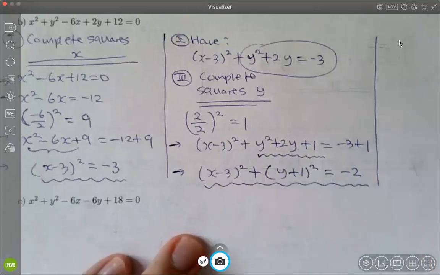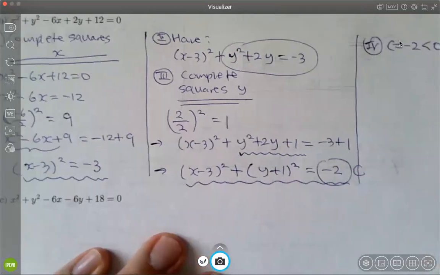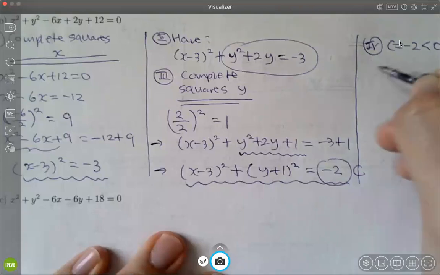Okay, so that's the value of c, which is negative. So, is this a circle? No. What kind of graph do we have here? What kind of graph do we have? You can't graph it, it's impossible. Right? No graph. Okay, because c is negative.